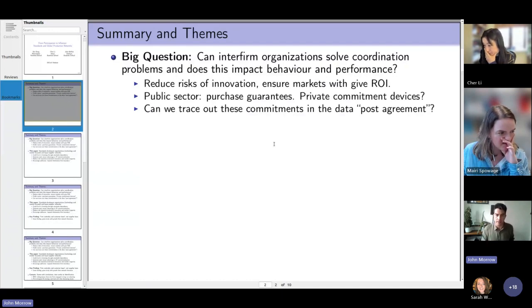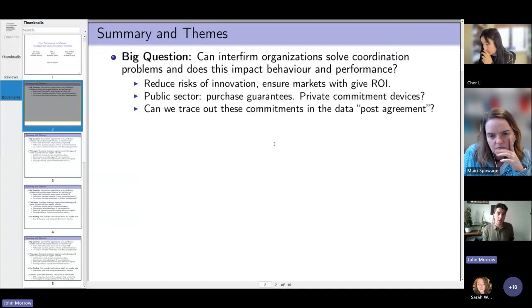And we've seen some other indications of that. But within a standards organization, there's a lot of things that this can do. It can reduce risks of innovation. It can ensure markets will get return on investment because you know that there's going to be a customer for you. There's an analogous aspect of this that governments do, which is purchase guarantees. They say, look, if you engage in certain activities, we're going to guarantee a market for a certain amount of it so you can recover some of your fixed costs.